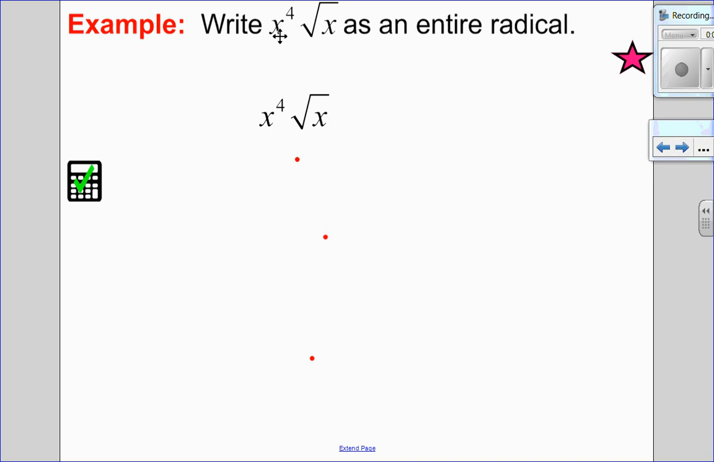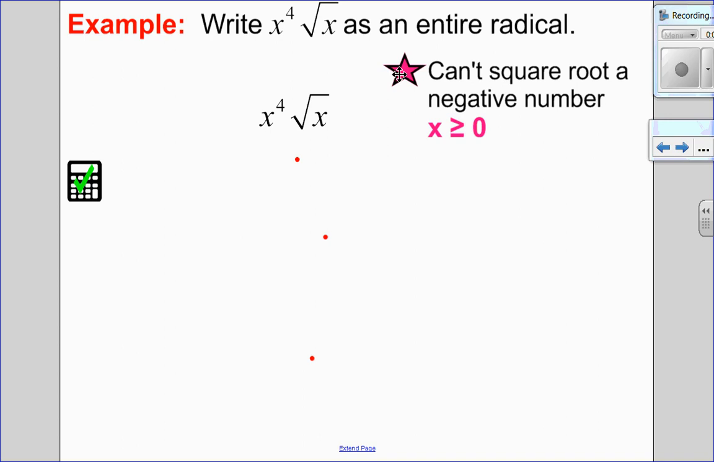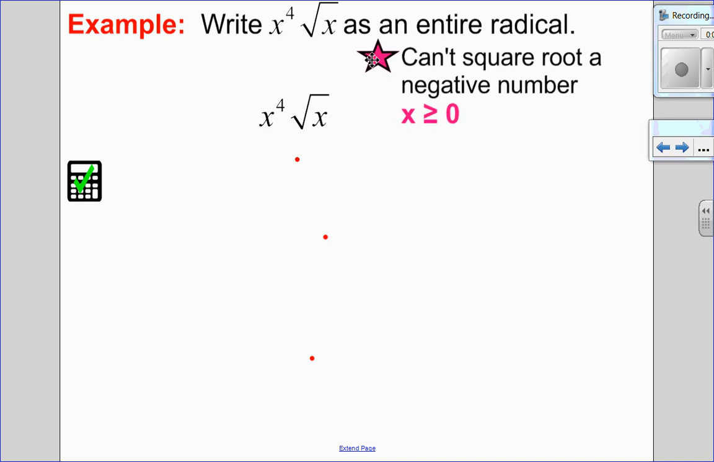Let's try an example. So write x exponent 4 times the square root of x as an entire radical. Entire radical means it's entirely under the radical symbol. Let's start with our non-permissible values first. You can't square root a negative number, so whatever this x is here, it has to be greater than or equal to 0.